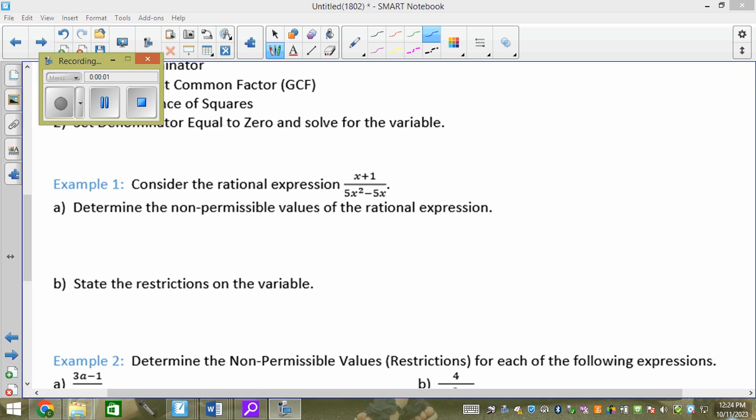Voila. Magic. Okay. So here it says determine the non-permissible values. Now, what is the only thing we're not allowed to divide by? Does anyone remember? 0. We're not allowed to divide by 0.